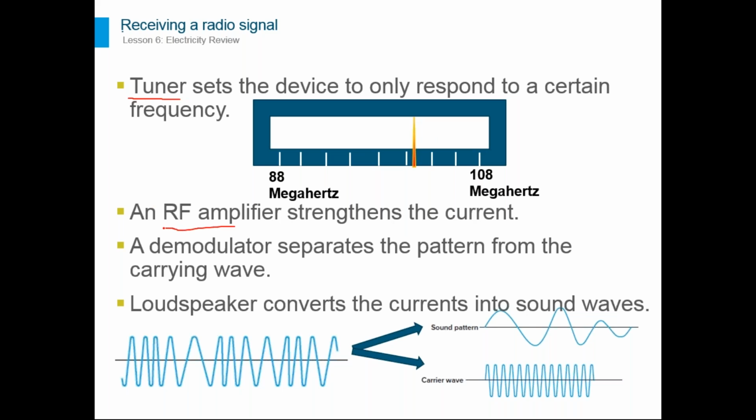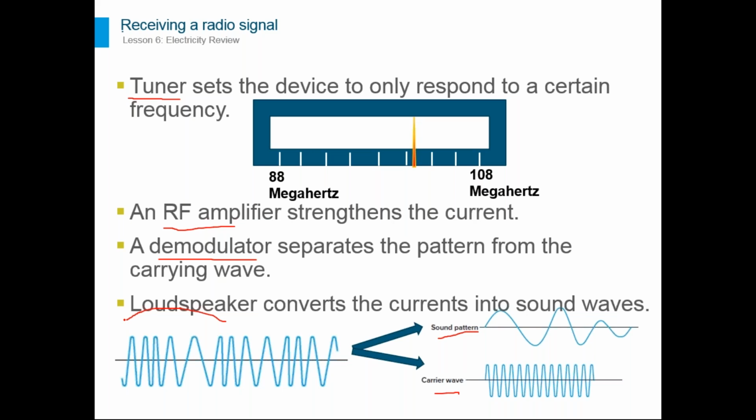An RF amplifier strengthens the current. A demodulator separates the pattern from the carrying wave. So remember, a modulator is what created that pattern in the waves, and the demodulator takes it and separates the pattern out from the carrier wave. And then you have a loudspeaker that converts the currents of electricity into sound waves for people to hear. So that's how the sound is transmitted for radio.